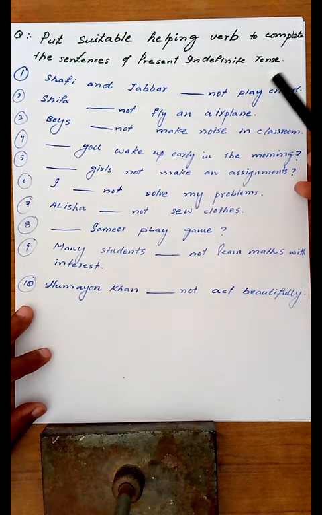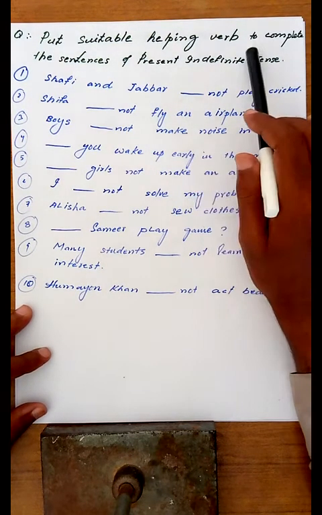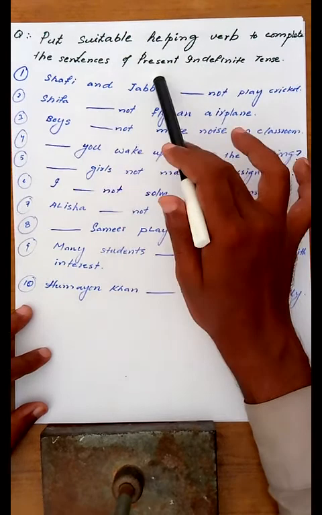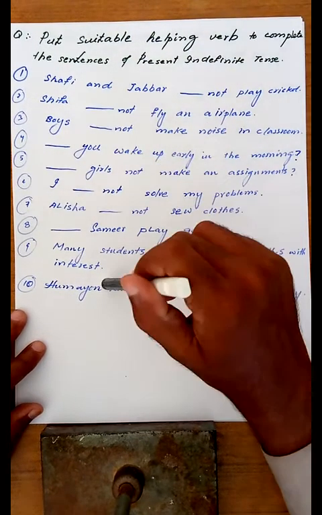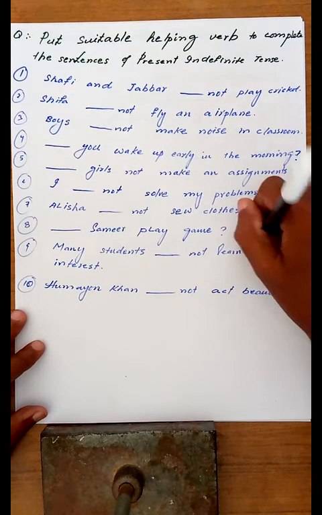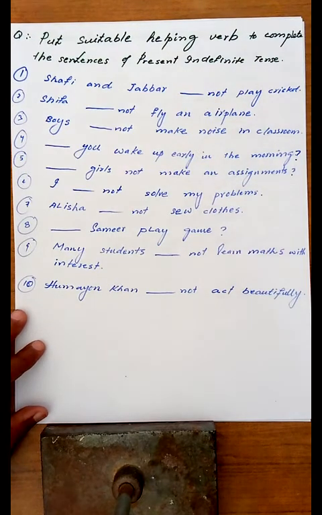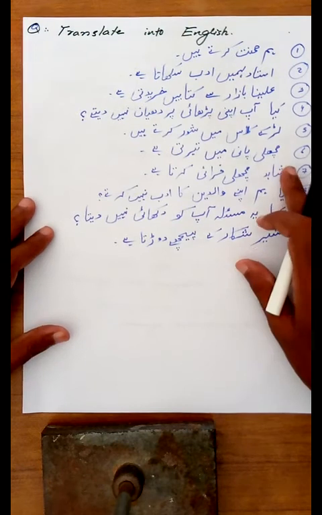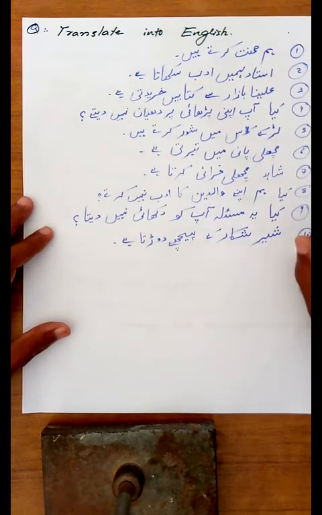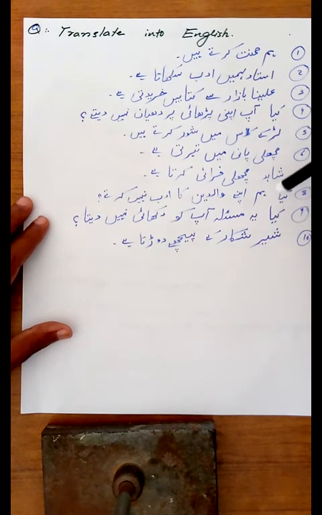So dear students, the first homework for you is put suitable helping verb to complete the sentences of present indefinite tense. You have to read each sentence from this page and then write your answers in your notebook and share them on your WhatsApp group. Dear students, the second activity is translate into English. As you are watching on your screen, I have written 10 sentences in Urdu. You have to read each sentence and try to understand the meaning of it.